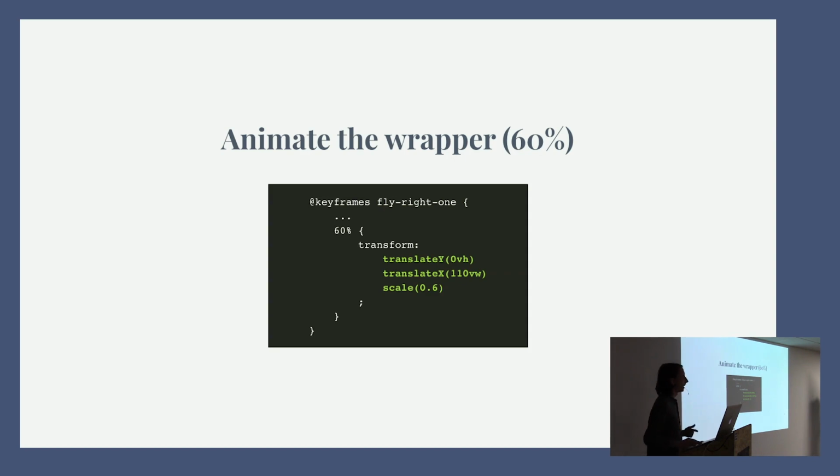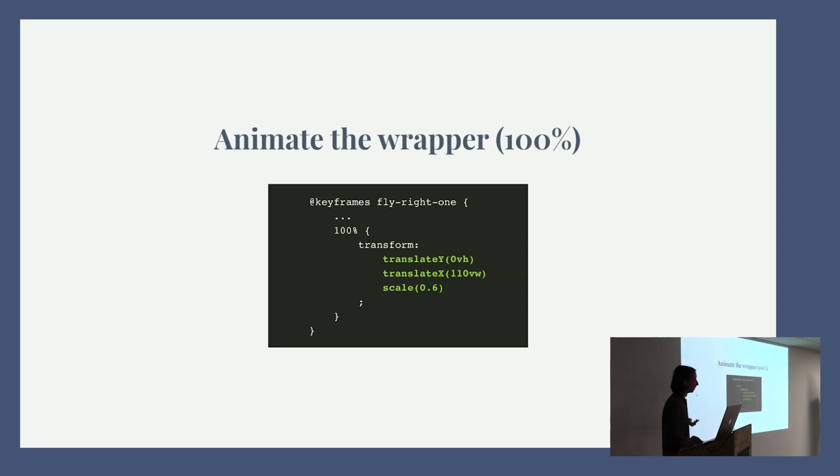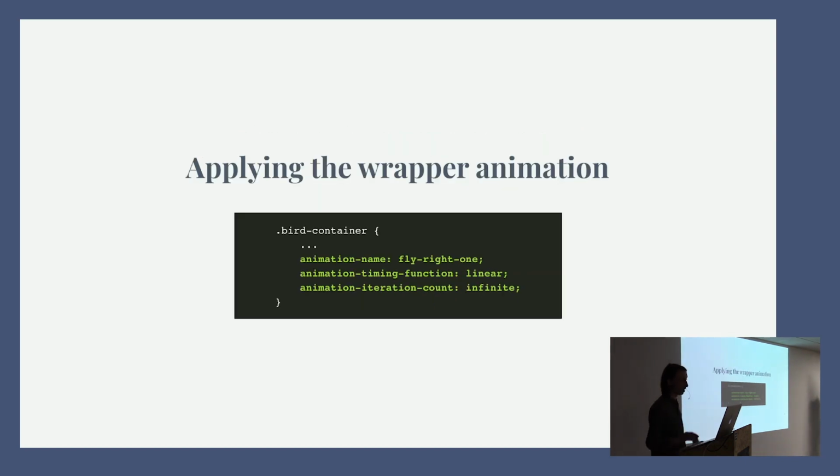Now, the reason that I've finished at 60% and not 100 and repeated those values at 100 is because when I run this animation in an infinite loop, I want there to be a delay between them playing again. And there's no way to do that in CSS. So you can set animation delay, but that won't work with infinite. It will delay the first time, but then it will run infinitely. So the only way to do that is to put a gap in your keyframes.